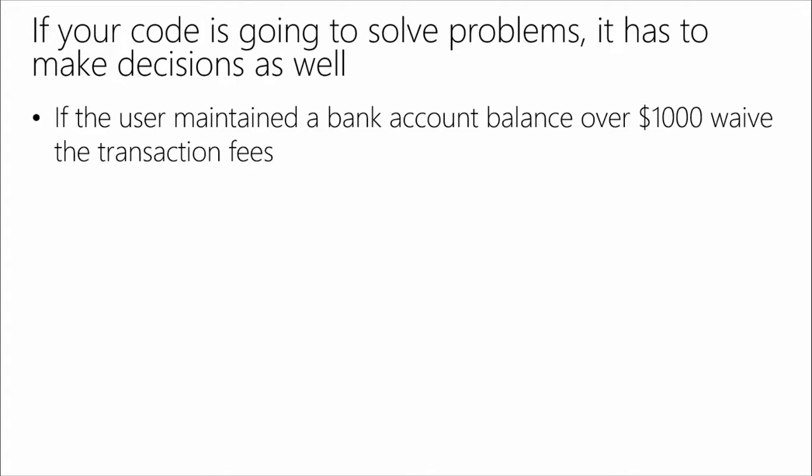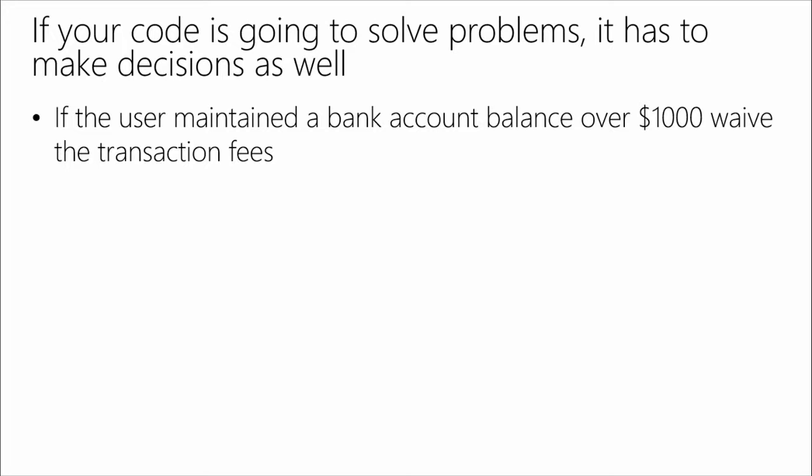So there are a lot of different conditions that affect what decisions we're going to make. And if you want to be able to write code that's going to solve problems, your code is going to have to make decisions as well. So let's say you're working at a bank. One of the rules they have at a lot of banks in North America is they'll waive the transaction fees if you maintain a balance of over $1,000.